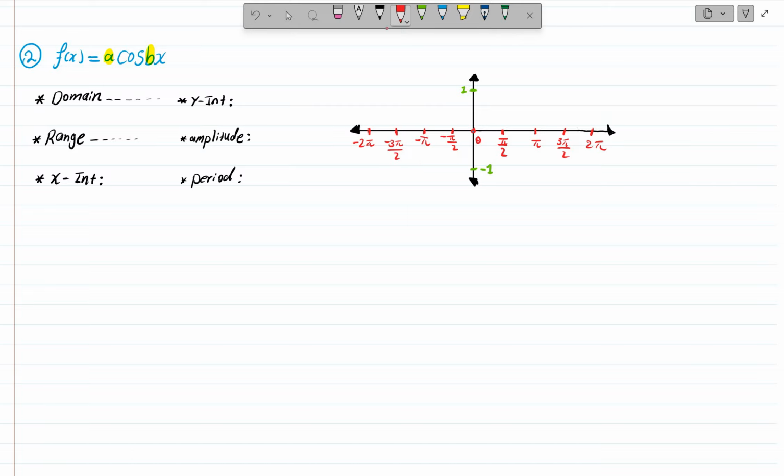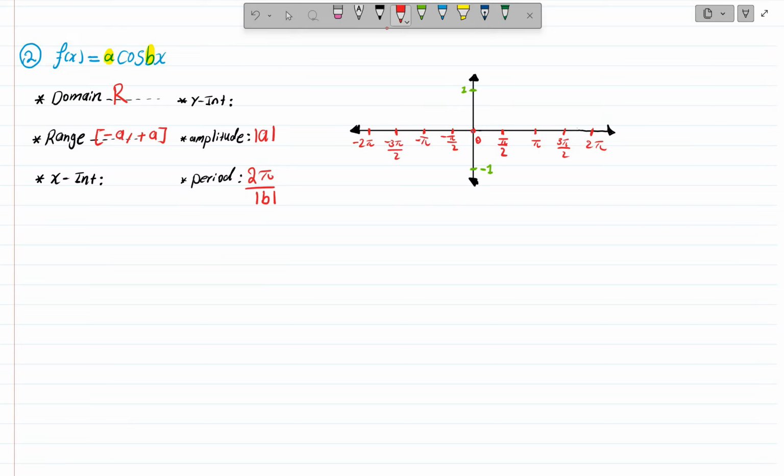Domain for cosine: since there is nothing in a denominator or under a square root, we can substitute any values for this function. We have no problem, so the domain for this function is all real numbers. Range is again the same as amplitude, the absolute value of a, so it goes from negative a until positive a. Period is again 2 pi divided by the absolute value of b.